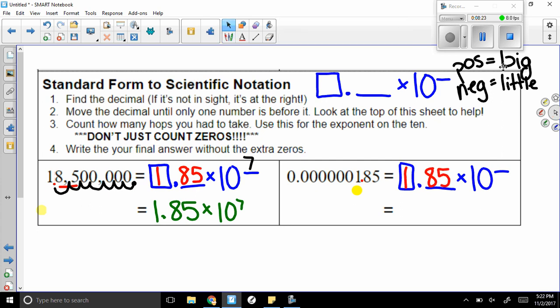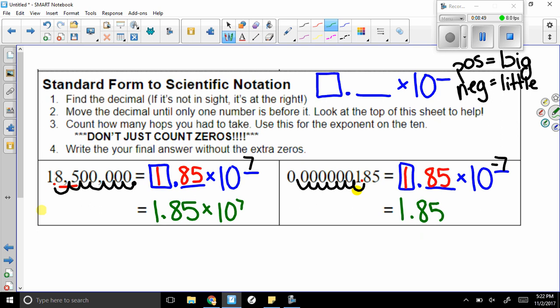And now I've got to count my hops that it would take to get me there. So I started the first one. 1, 2, 3, 4, 5, 6, 7 hops got me there. But in this case, this was a very, very small number. This is going to have a negative exponent because that was a really, really tiny decimal. If you see 0.00, that's a hint that it's a negative exponent. So let's rewrite our answer here. I have 1.85 first, and then 10 to the negative 7th power. Don't forget that negative. That's very, very important.